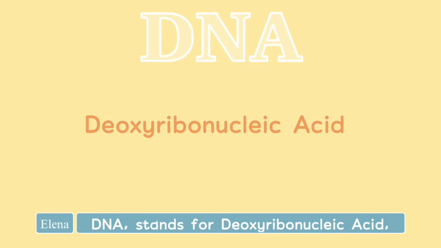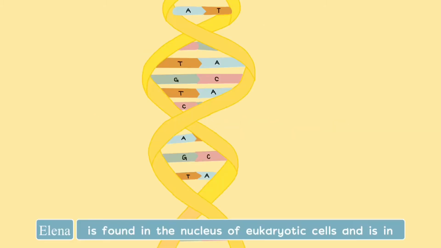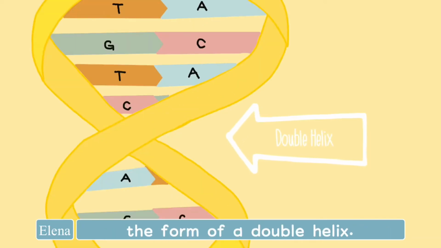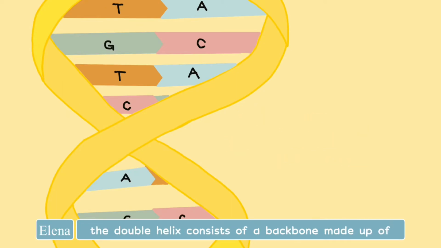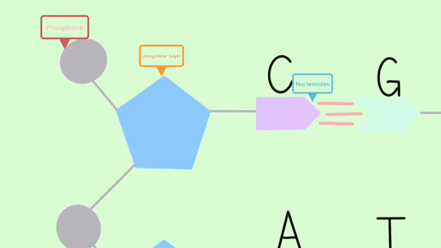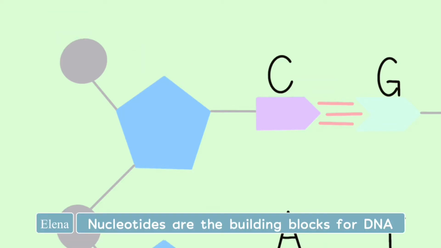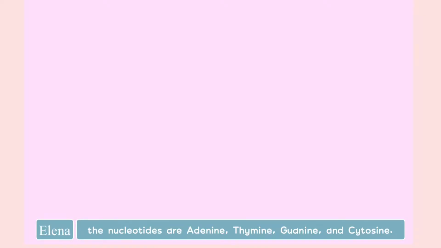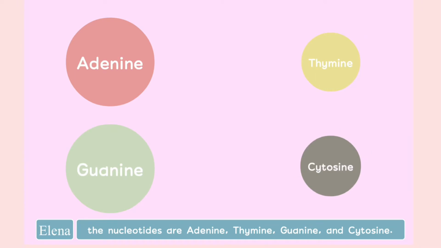DNA stands for deoxyribonucleic acid, is found in the nucleus of eukaryotic cells and is in the form of a double helix. The double helix consists of a backbone made out of phosphate, deoxyribose sugar, and nucleotides. Nucleotides are the building blocks for DNA. The nucleotides are adenine, thymine, guanine, and cytosine.